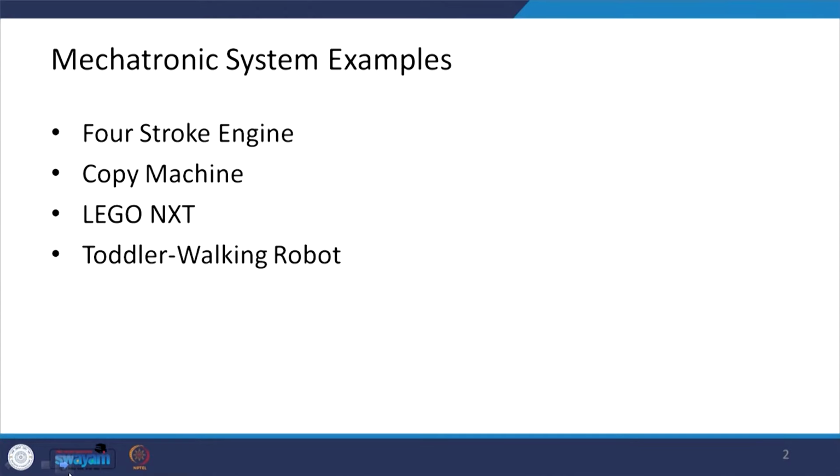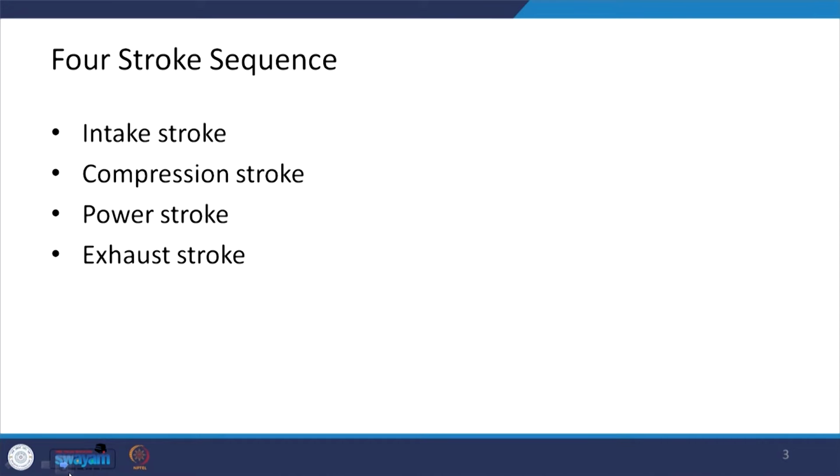And as I said, for the next two examples, Lego-NXT is a mobile robot kit supplied by Lego, and similarly Toddler, a small walking robot, is again a kit with the help of which we can simply understand the various mechatronics components. So, coming to the first example, the 4-stroke engine, let us look at the various 4-stroke sequences. These are the intake stroke, compression stroke, power stroke and exhaust stroke.